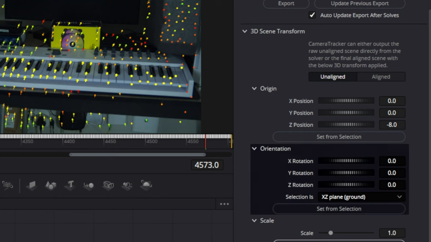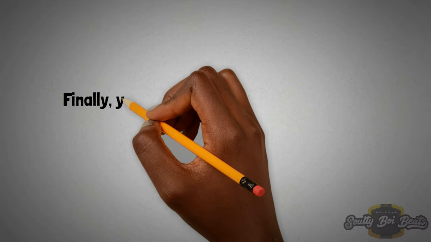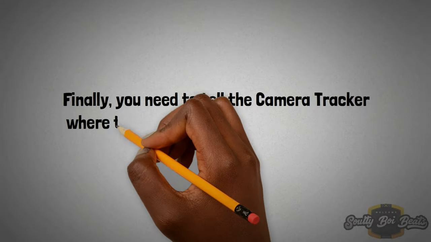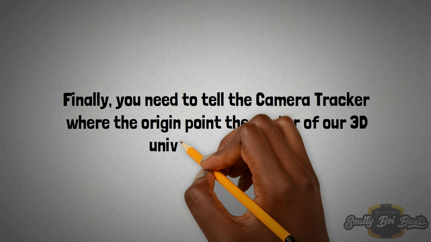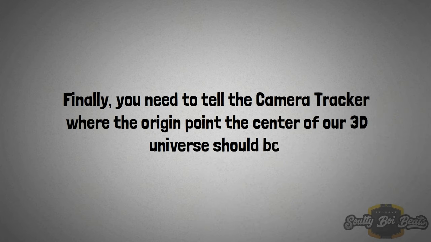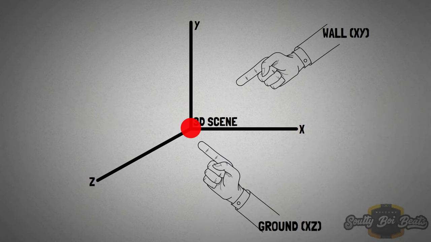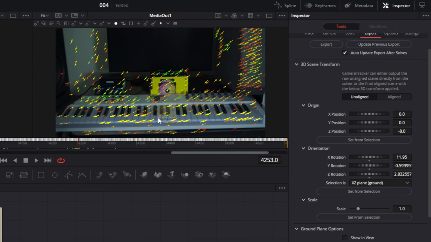In the Orientation section, click Set from Selection. The camera tracker adjusts the scene rotation to align with the selected feature tracks. Finally, you need to tell the camera tracker where the origin point, the center of our 3D universe, should be. It can be anywhere that's convenient. We'll select the feature track point from the center of the table and set it as our origin point. Select a feature with a reasonably low solve error.